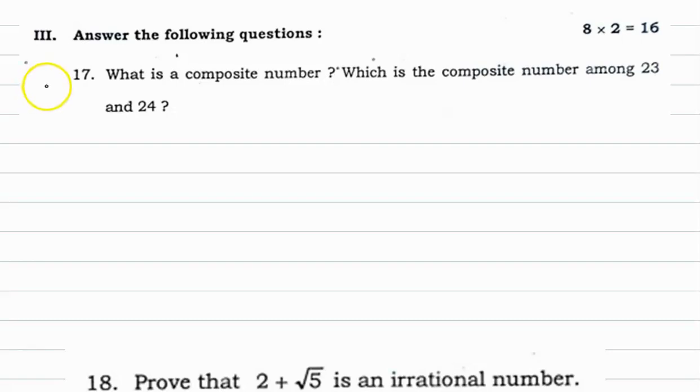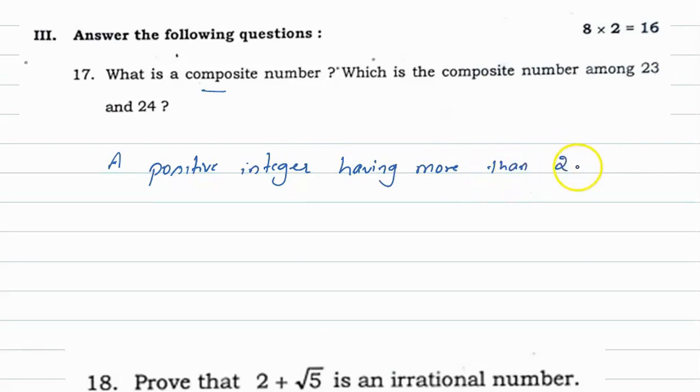What is a composite number? What do you mean by composite number? Prime and composite number. If any number has exactly two divisors or factors, it is called a prime number. Here they are asking about composite. So what is composite? Any positive integer having more than two factors, or divisors also we can say, is called a composite number.